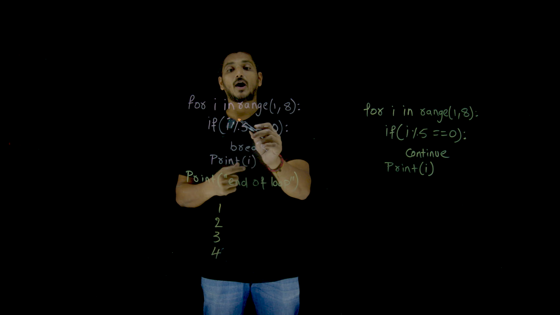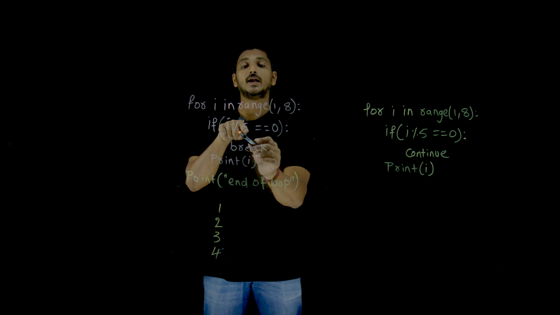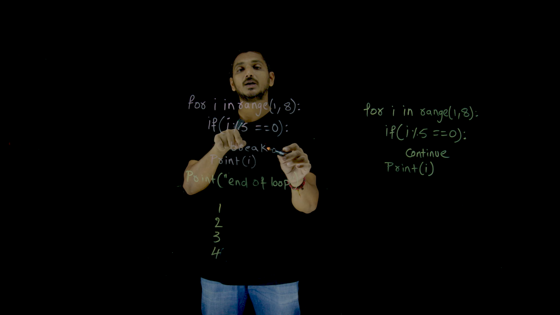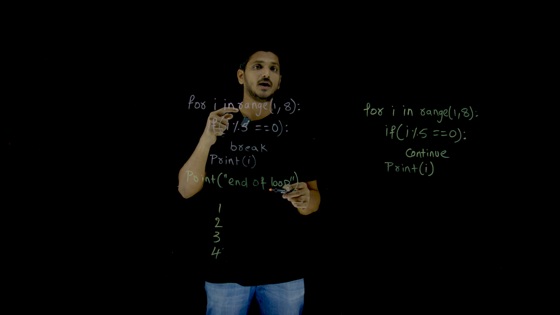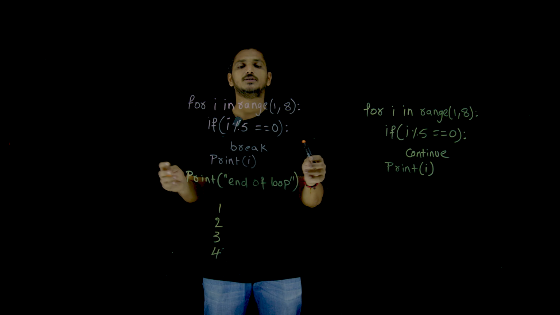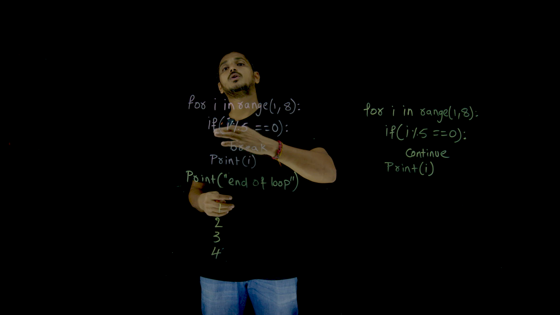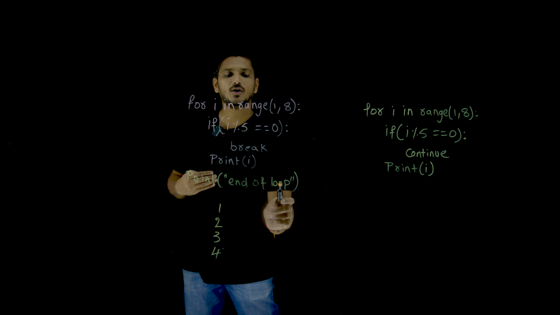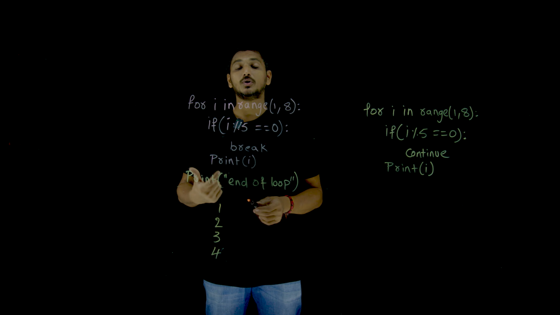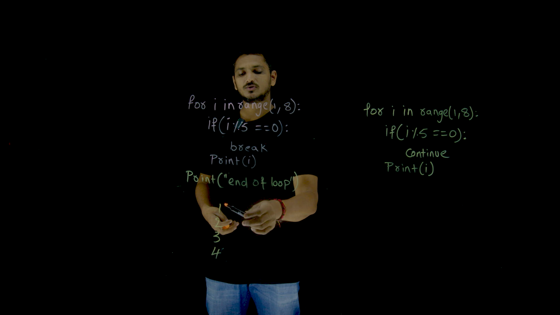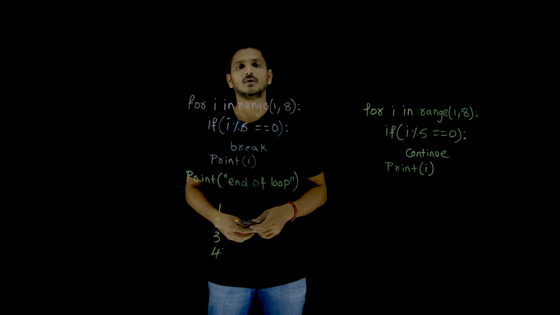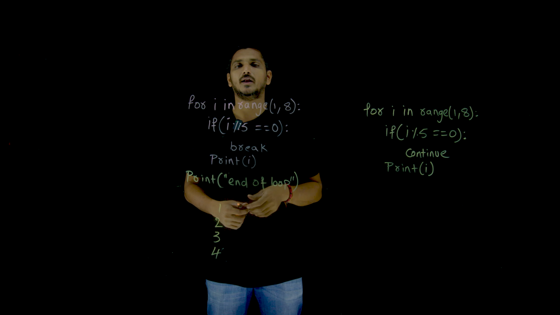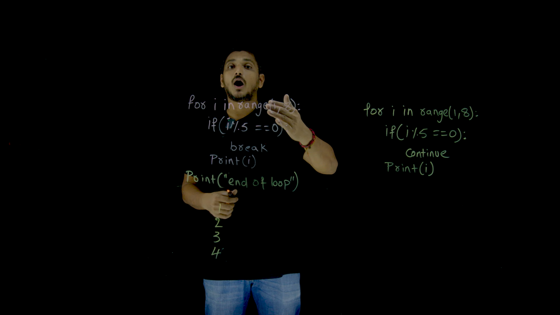Next value is 5. 5 modulus 5 equal to 0. The condition is true. Go inside and execute the statement. What is the statement we got? Break statement. Whenever you encounter the break statement, come out of the loop. Execution jumps from here to outside the loop. What is the code present outside the loop? Print end of loop. So this is the output that is going to be displayed. What are the values you are going to get? 1, 2, 3, 4. This is how the break statement is executed. It will come out of the loop.